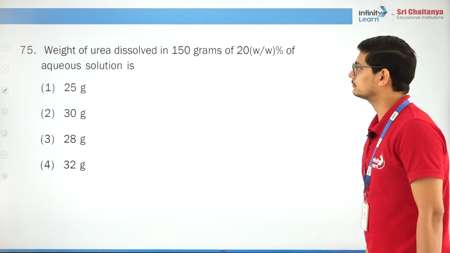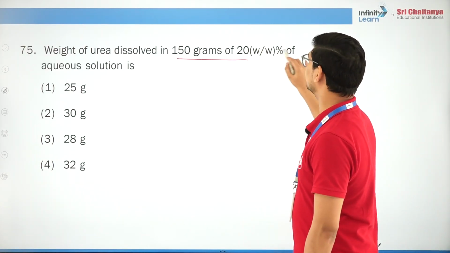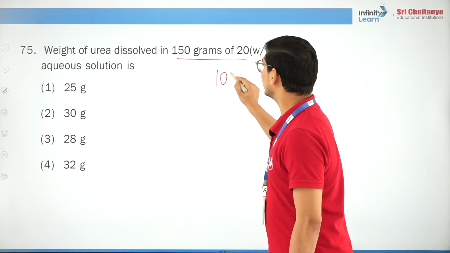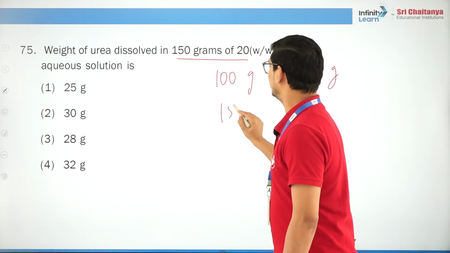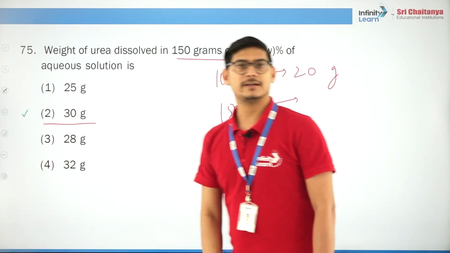Clear, guys? Weight of urea dissolved in 150 gram of 20% weight by weight aqueous solution. Okay, now obviously 100 gram solution contains 20 gram of urea. So 150 gram of solution, obviously it will be 1.5 times. So 30 gram. Clear?